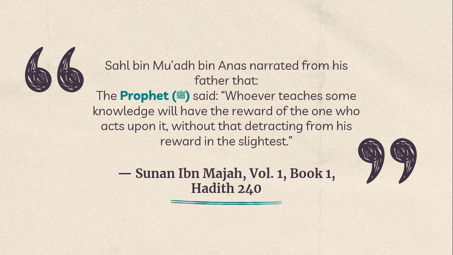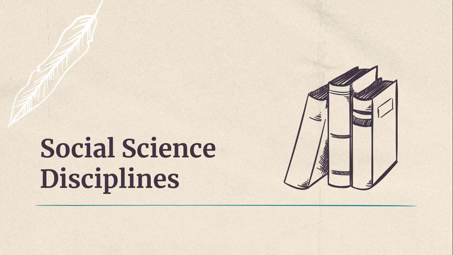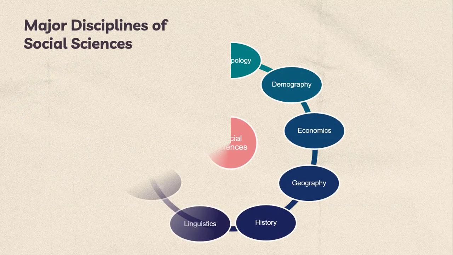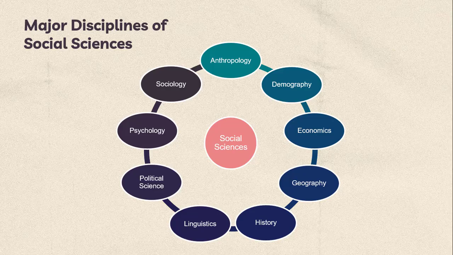Social science disciplines. There are 9 major disciplines in social science. These are anthropology, demography, economics, geography, history, linguistics, political science, psychology and sociology. Let us take a look at each of the disciplines in detail.